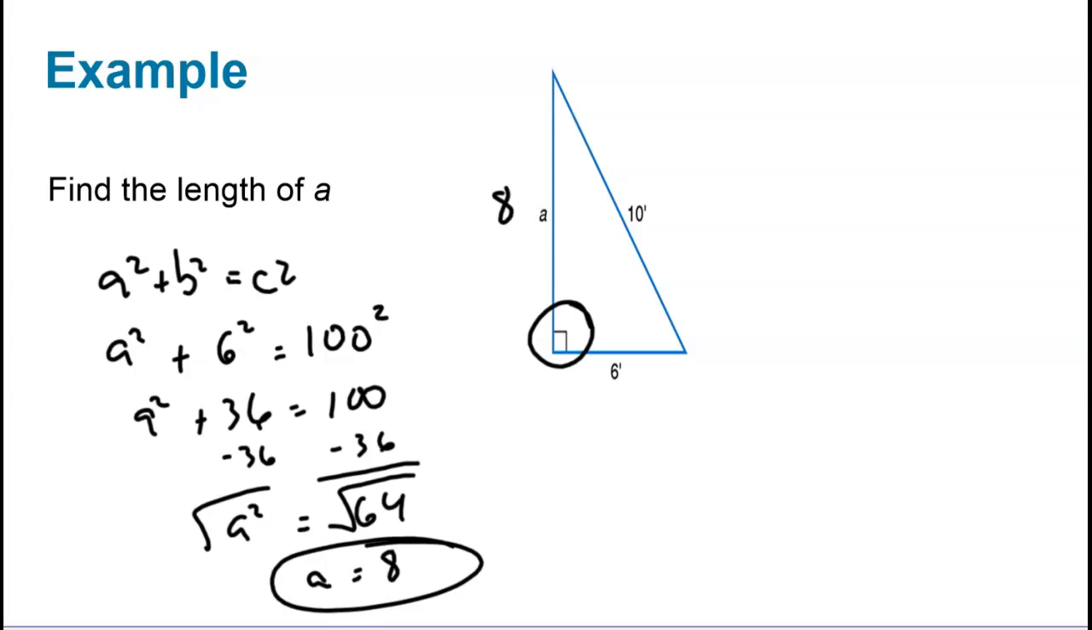And in this case, you can see that this is a special triangle as a multiple of the 3, 4, 5. So 3 times 2 is 6, 4 times 2 is 8, and 5 times 2 is 10. But you really don't need to know those to be able to solve this problem. If you see a triangle and it's a right triangle and you can solve it using the Pythagorean theorem, go for it.